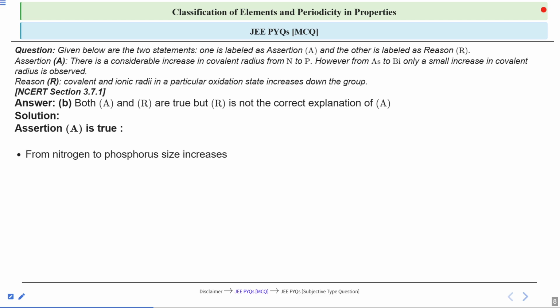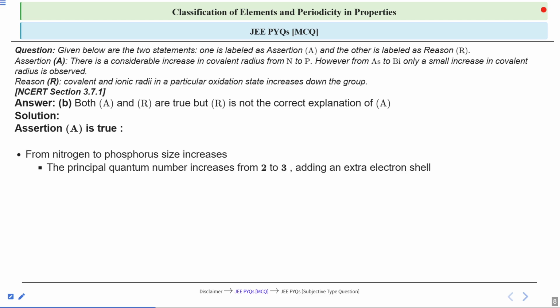Why is it happening? Because as we are moving from nitrogen to phosphorus, we are moving down the group. The number of shells added will increase the size from nitrogen to phosphorus. Increasing the shell means simply increasing the principal quantum number, adding an extra shell to the same electronic configuration.